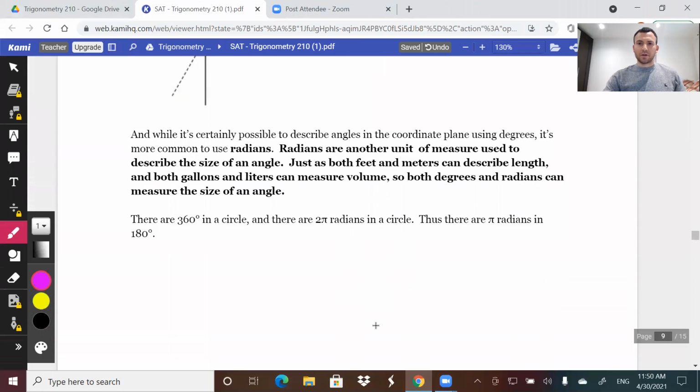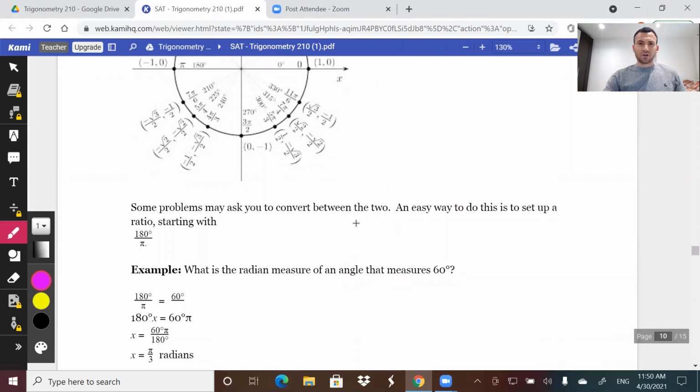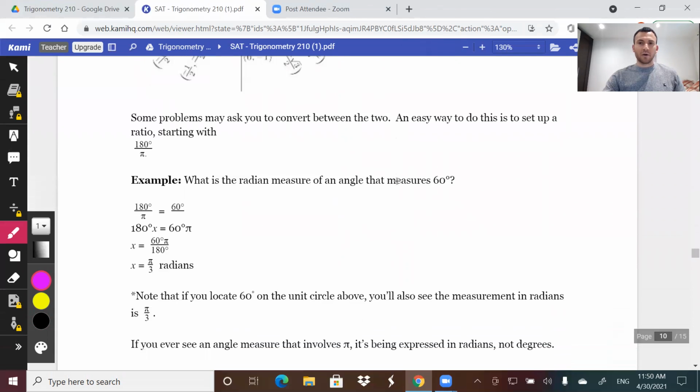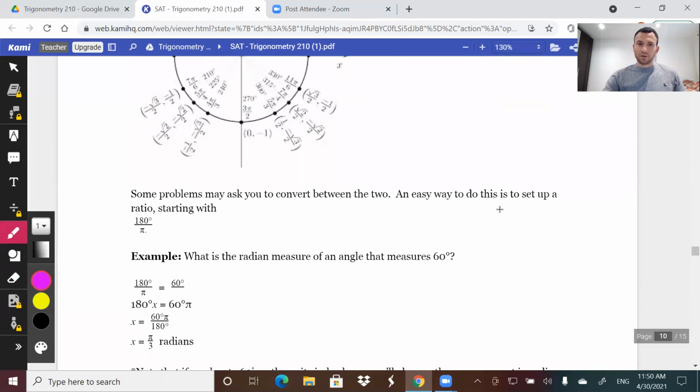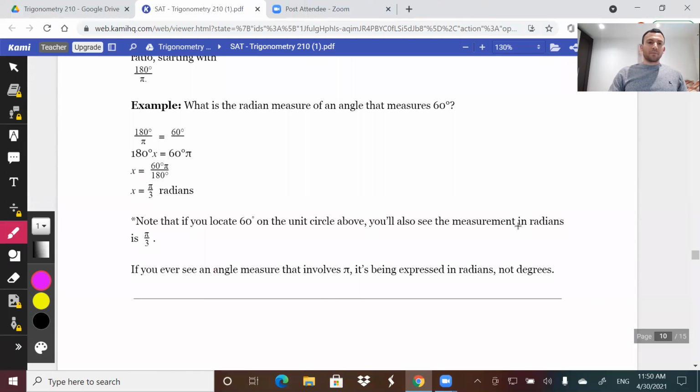So how can this help us out? I'm going to skip the unit circle because that's a little more detailed, and I actually found it doesn't really help for the SAT. You don't necessarily need to know it. But if you're curious, you can do some research on your own. But let's get to this example problem real fast.